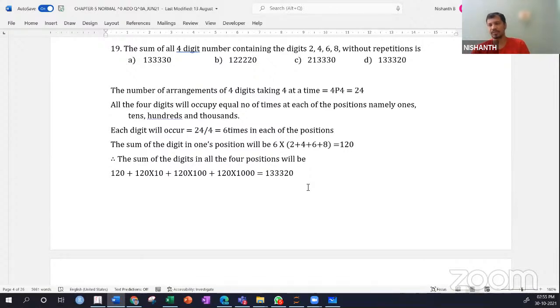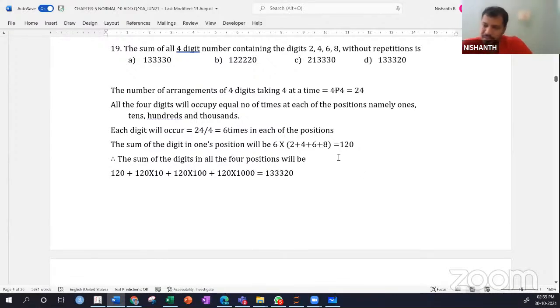If you are given 2, 4, 6, 8, we do it like this. First we do 4P4, that is, the number of objects are 2, 4, 6, 8. So 4P4 is 4 factorial, and then divide this 24 by 4. This is step 2. You get 6. This 6 you should multiply with the sum of all these numbers: 6 into (2 plus 4 plus 6 plus 8), you get 120. This 120, since they're asking for 4-digit numbers, will be for units, tens, hundreds, and thousands. Just multiply and add, you'll get your answer. So 4 steps is what you need to do: the factorial, then divide by 4, then multiply by the sum of the digits.